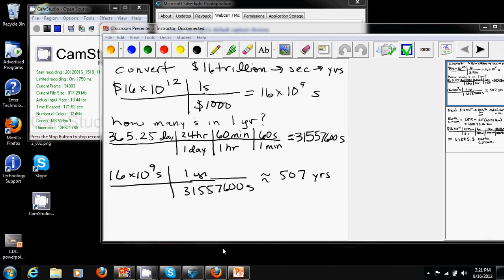Okay, so now that we know the number of seconds in the year, I can convert this 16 times 10 to the 9th seconds into years. So I'm going to put them diagonally across from one another here, and then 1 year is that many seconds, so I divide by everything that's on the bottom, and I end up with about 507 years. So that's how long it would take to pay off the national debt if we paid off $1,000 every second, assuming no interest.